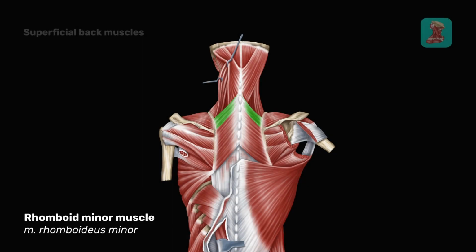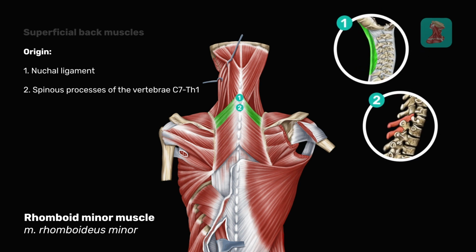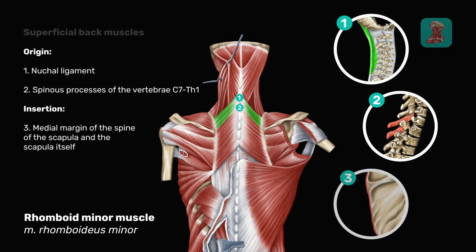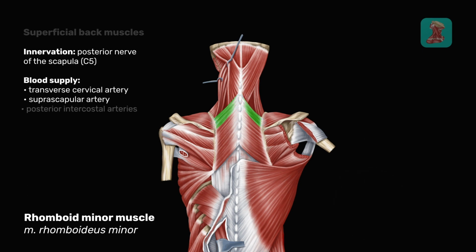The rhomboid minor muscle. It originates from the nuchal ligament, spinous processes of the 7th cervical to 1st thoracic vertebrae, and inserts into the medial margin of the spine of the scapula and the scapula itself. Function: it pulls the scapula superiorly and medially, and shifts the articular cavity inferiorly. The following structures innervate the muscle and supply it with blood.